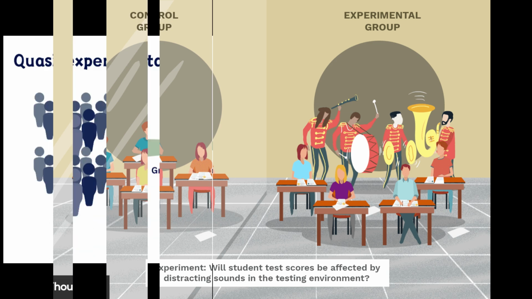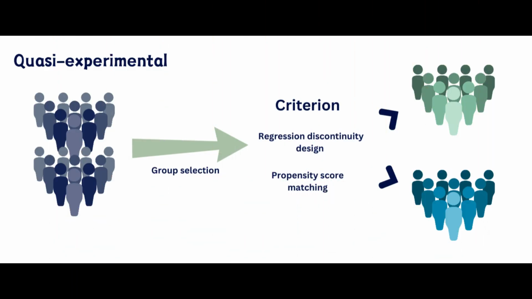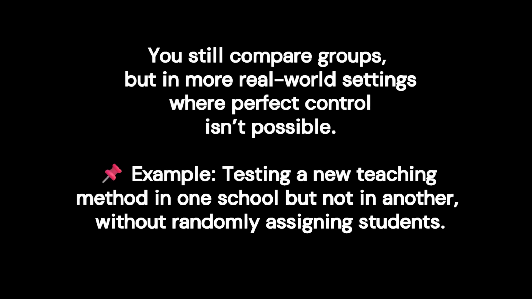Quasi-experimental research. Similar to experimental research, but there's no random assignment. You still compare groups, but in more real-world settings where perfect control isn't possible. Example, testing a new teaching method in one school but not in another, without randomly assigning students.